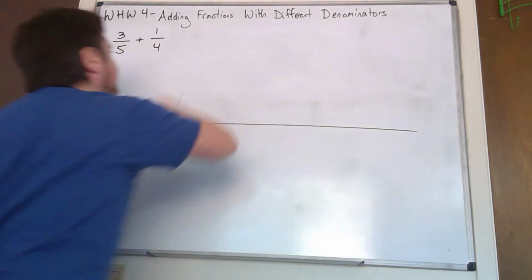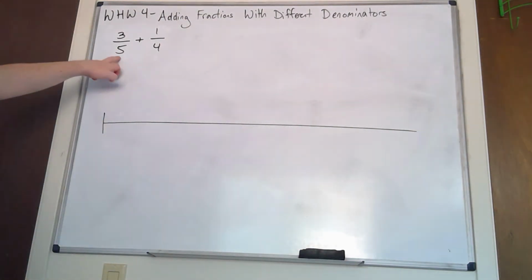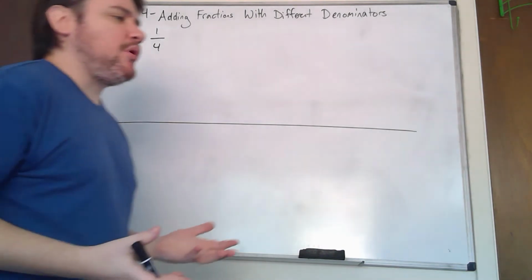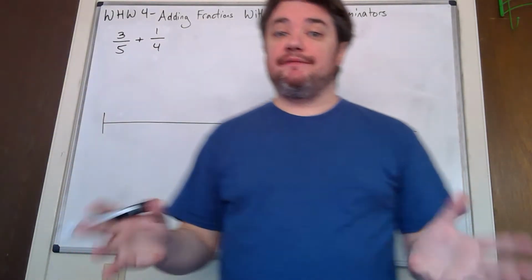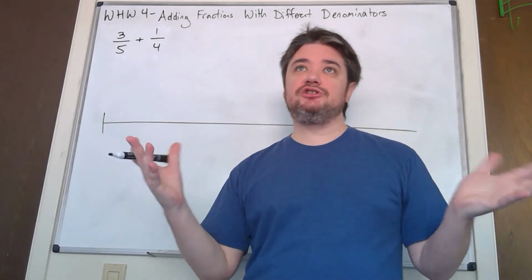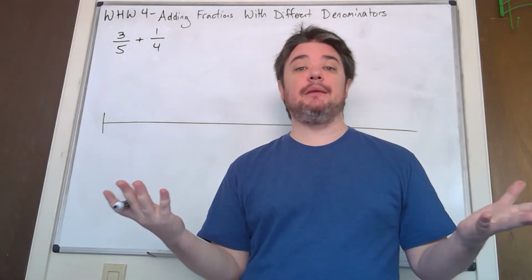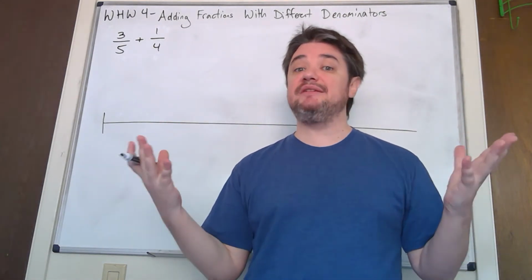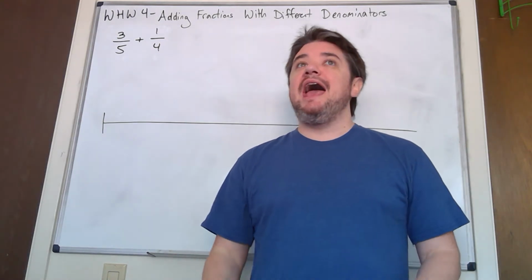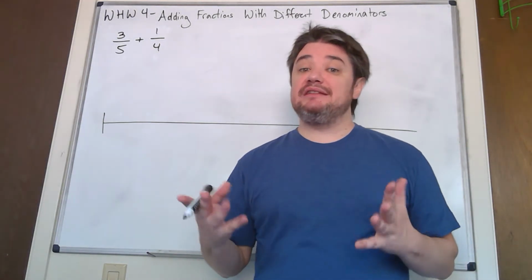In this problem, I've got different denominators, right? A 5 and then a 4. So let's think about what you might be thinking to yourself. You're a college-age student, you're thinking, I need common denominators, right? I'm going to add these two fractions together. That means I need a common denominator. And so that idea, that concept is true.